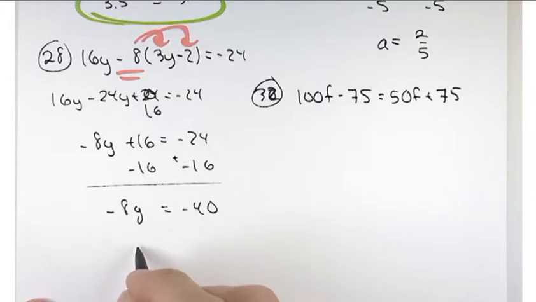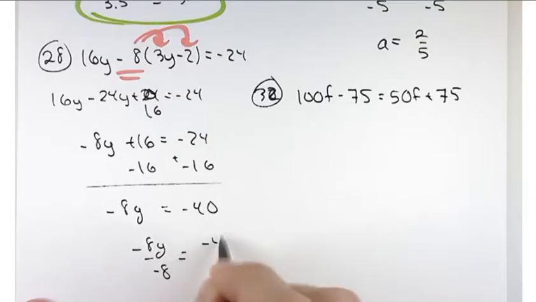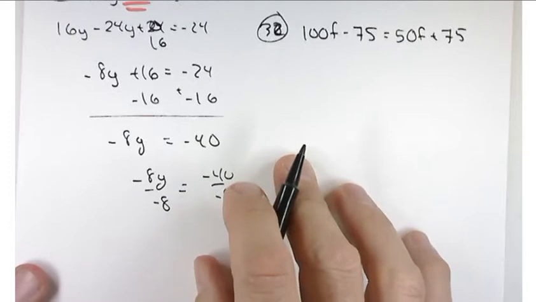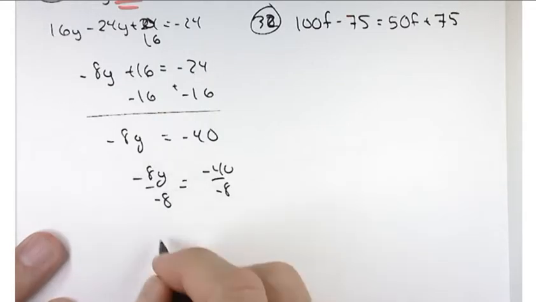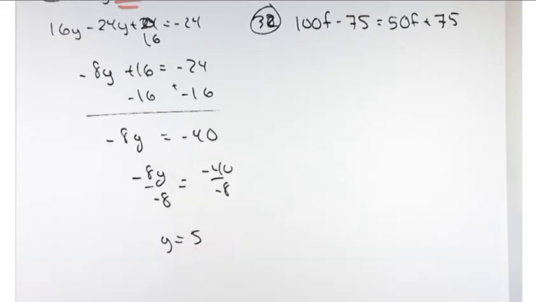Last but not least, divide both sides by negative 8. Negative 40 divided by negative 8 gives me y equals 5. How many people got that one? Yay, give yourself a little round of applause. Good job. All right.